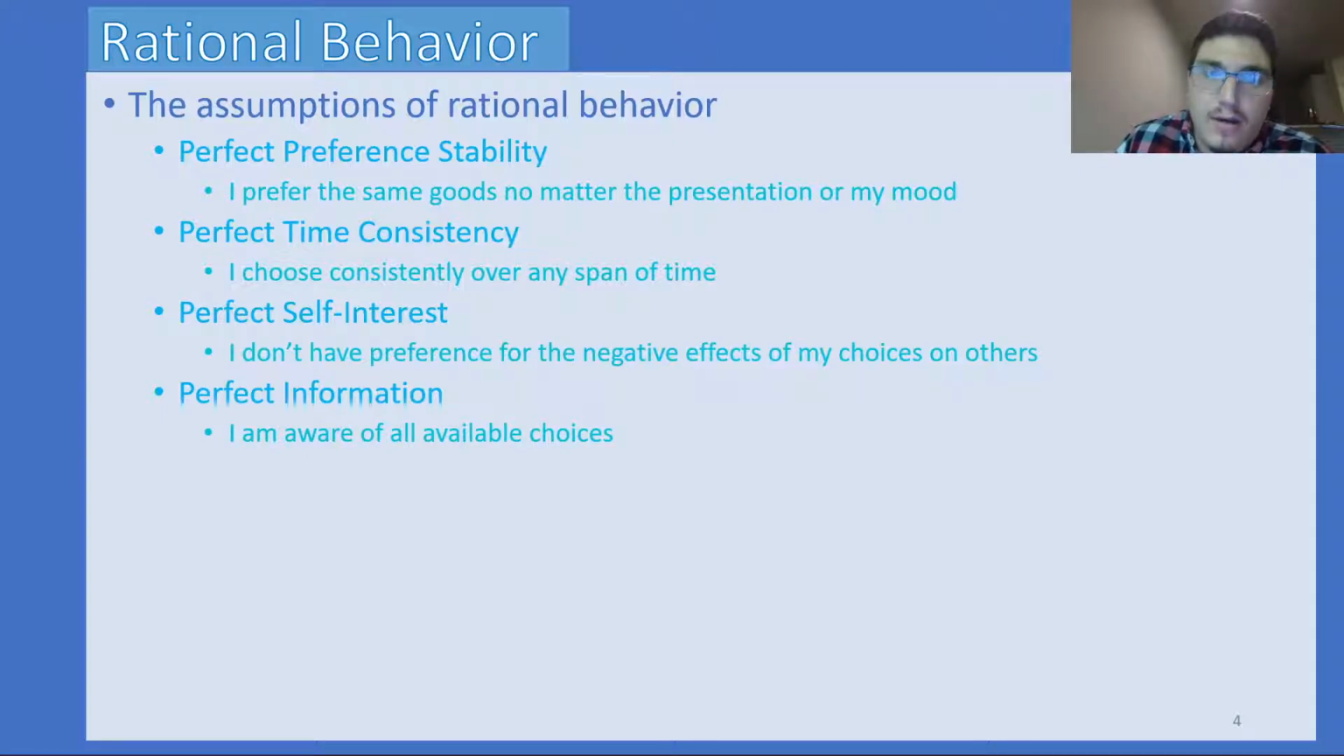You're aware of all available choices you could make, all available products and their prices, every aspect of those goods. You know their features. You know everything about them when you walk in to make a purchase in the grocery store, for example, or any choice that you do make. Now, a lot of modern economics has done away with this assumption.